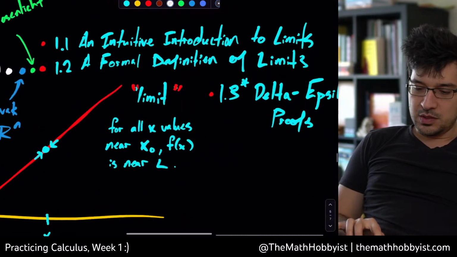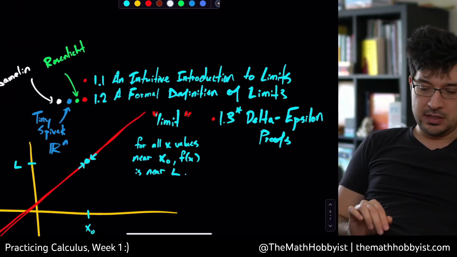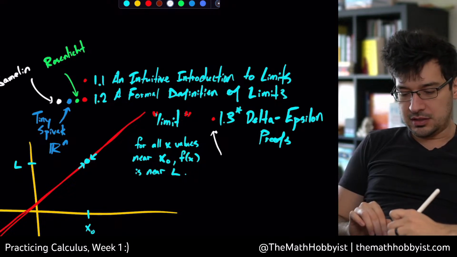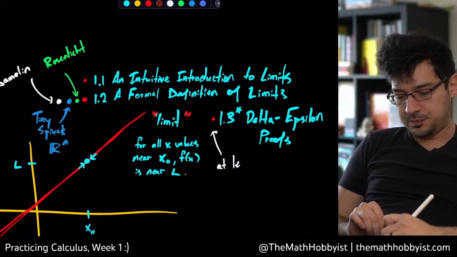Alright, so, an intuitive introduction to limits, a formal definition of limits, and then we'll at least see one delta epsilon proof.